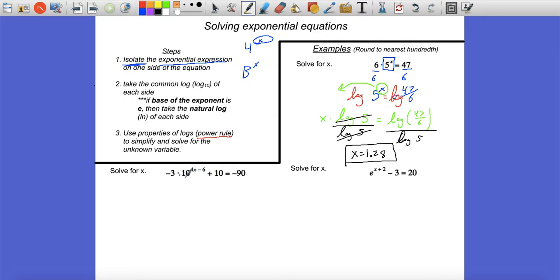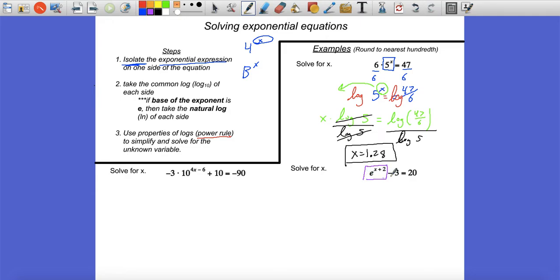All right, next, we've got -3 times 10 to the 4x minus 6 plus 10 equals -90. Let's do this one next. So notice we have a base of e here, so we know we're going to use the natural log when the time is right for that. But we've also got to isolate our exponential expression.